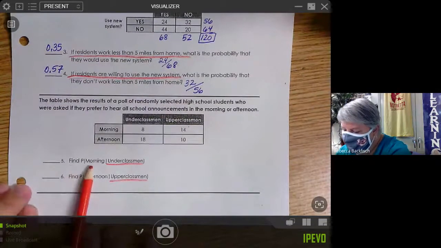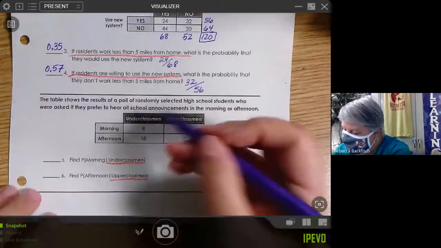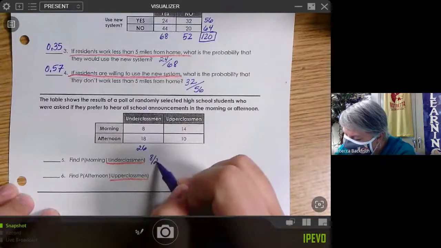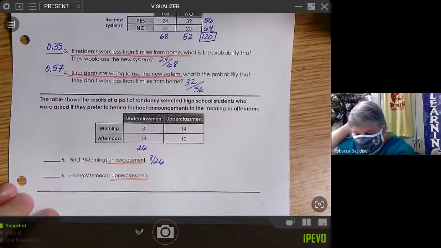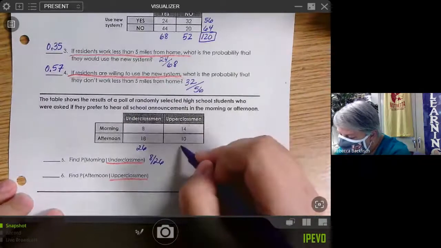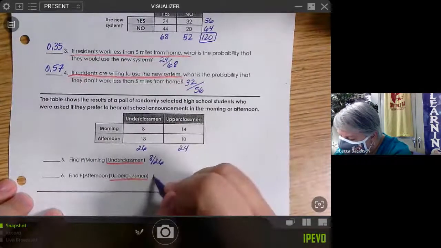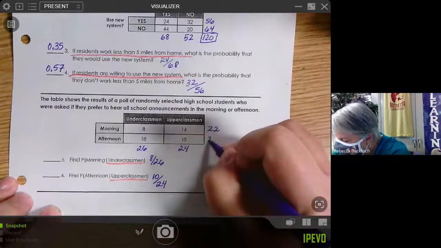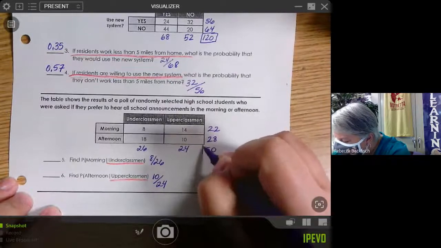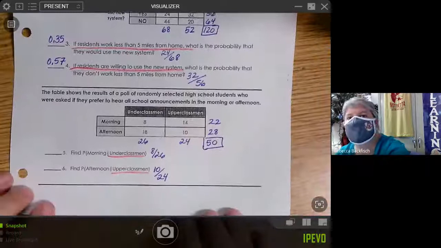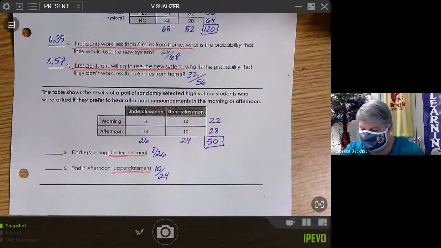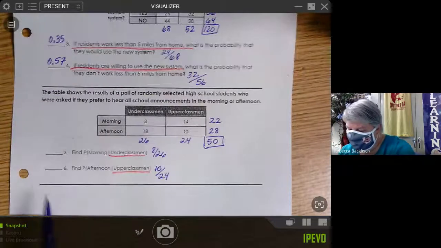So this is find the probability that they said morning given that it was an underclassman. There are a total of 26 underclassmen. 8 of them said morning, so 8 out of 26 there. Find the probability they said afternoon given it was an upperclassman. There's a total of 24 upperclassmen. 10 of them said afternoon. So those are my fractions I'm using. Total of 50 people surveyed. And I'm getting 0.31 for this one and 0.42 for this one.